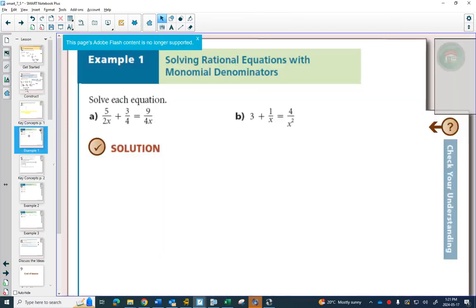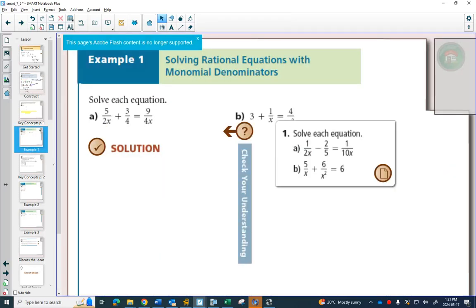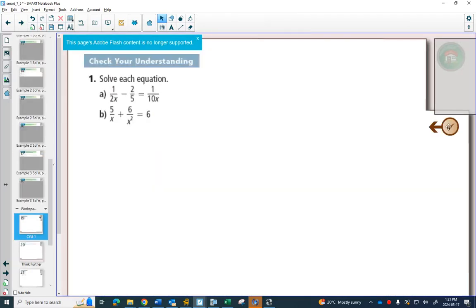So let's go to example 1. And we'll go through this strategy. If I can get a common denominator in an equation, then I can multiply by that common denominator, and it will get rid of all of my fractions.